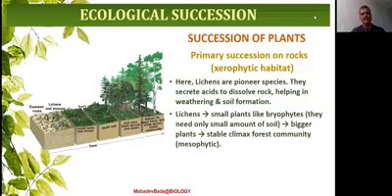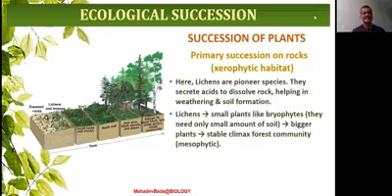Bryophytes need only a small amount of soil. Lichens do not need soil; they get attached to the rock surface and loosen the surface layer of the rock, which leads to the formation of soil. Slowly the rock layer is loosened, and in that area the bryophytes arise, because bryophytic plants need very little soil.